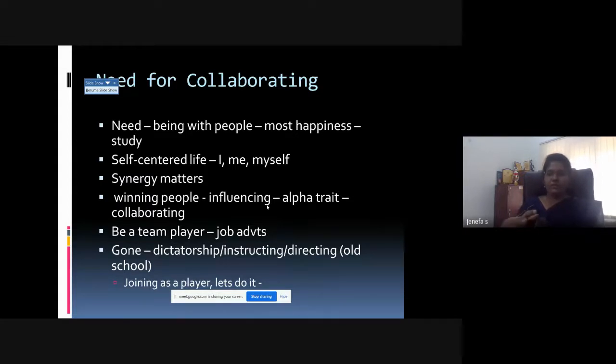We are all equal peers, even though we are teachers, in a collaborative learning experience, right? We need to be a team player. How can I contribute as a team member? Leadership dynamics itself has changed. You can see that almost half of the job advertisements in newspapers say it should be a team player. Gone are the days of dictatorship, giving instructions and direction. Now we should join as a player with our own students if we want them to do collaborative learning.